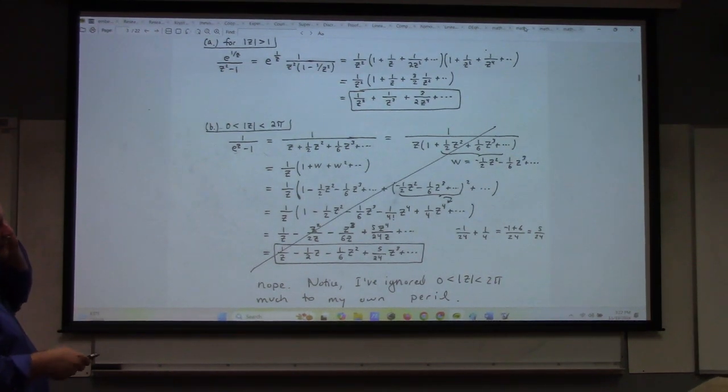So I was completely ignoring this data as I was doing this expansion. I'm expanding in this radius of this power series, but that's not legitimate because I don't actually know that's less than 1, which is why this is wrong. I don't know if this is correct anywhere.